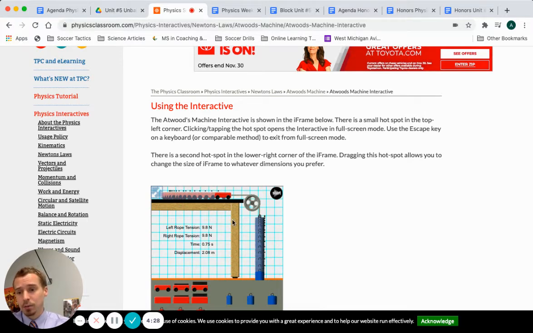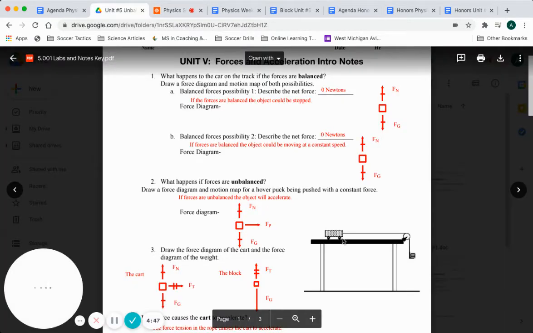Anyway, so this is our setup. This is what is called an Atwood's machine. So we have the pulley here, and we have a cart being pulled down a track, and notice that it's accelerating. So if you look up here at the dots, this is kind of like a motion map. If you look, the dots are getting further and further apart for both those two objects. So I'm going to get back to our notes.